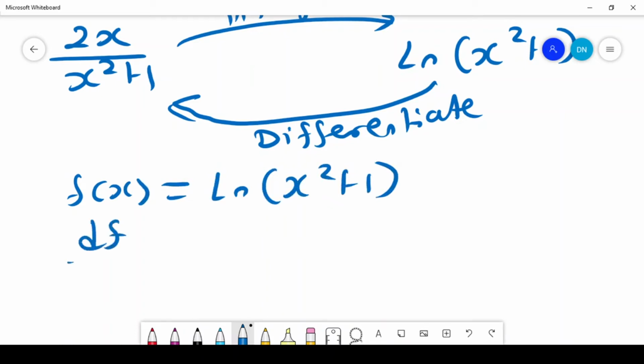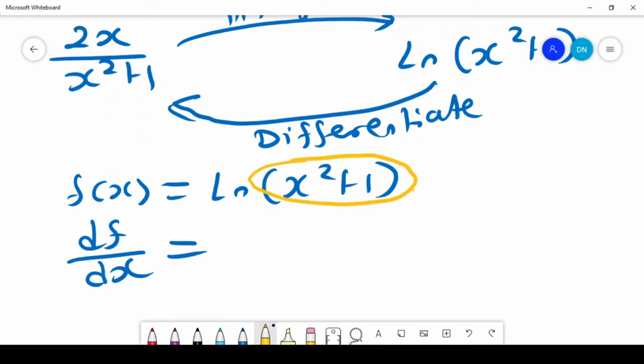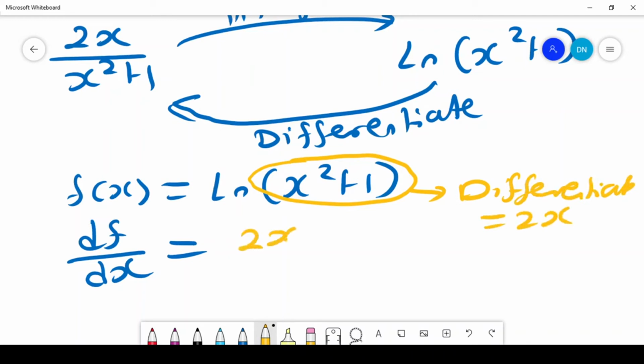So df over dx will be equal to... How do we differentiate the ln? You take this, you differentiate it, and this gives you 2x. So I'll put 2x there, and then I'm going to divide by the original function. And that is the rule of differentiation.